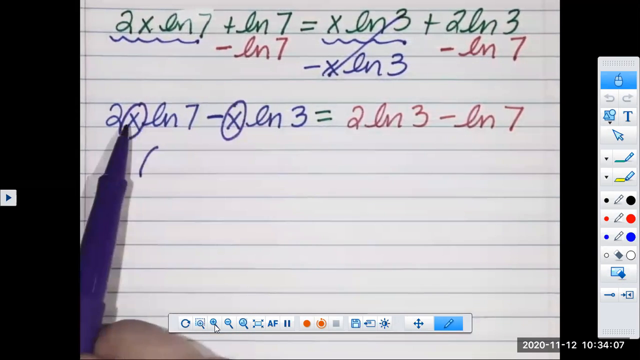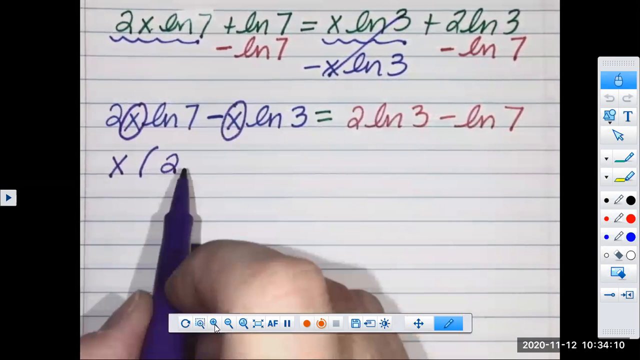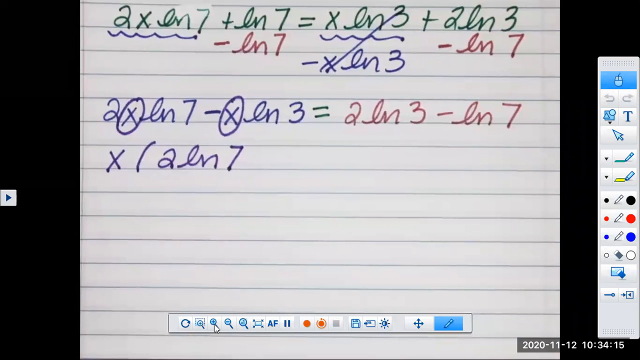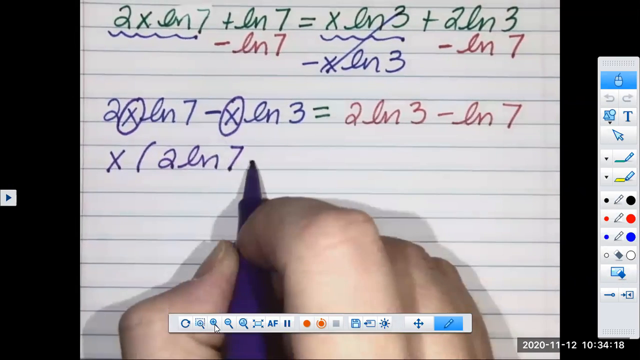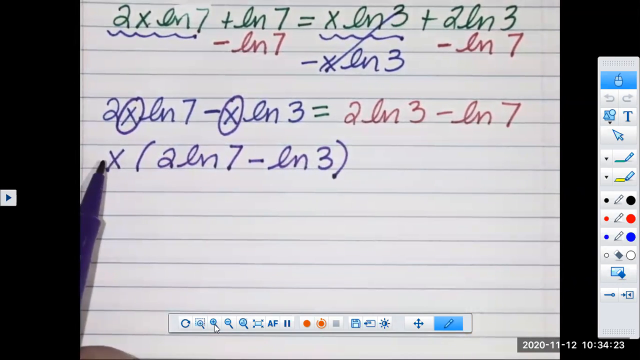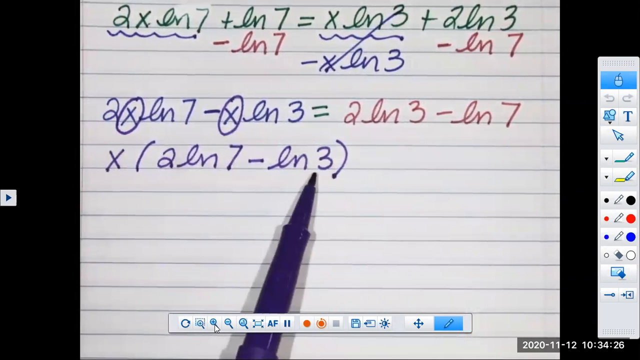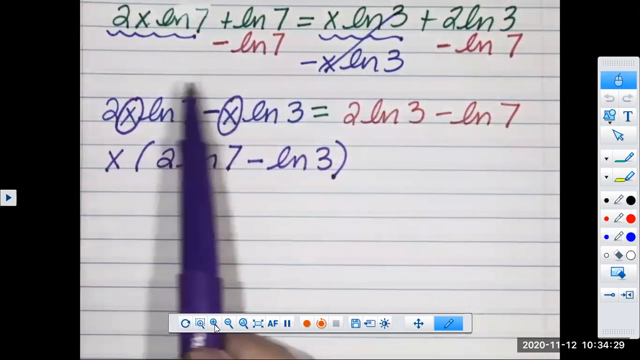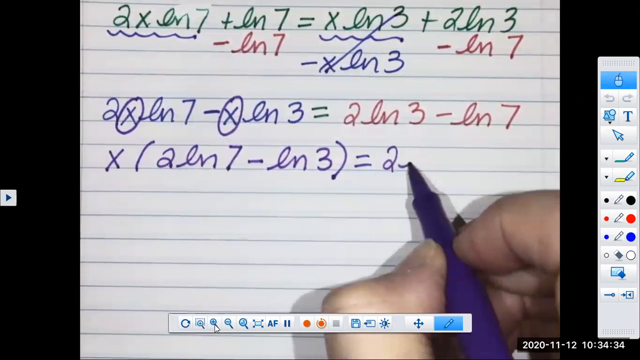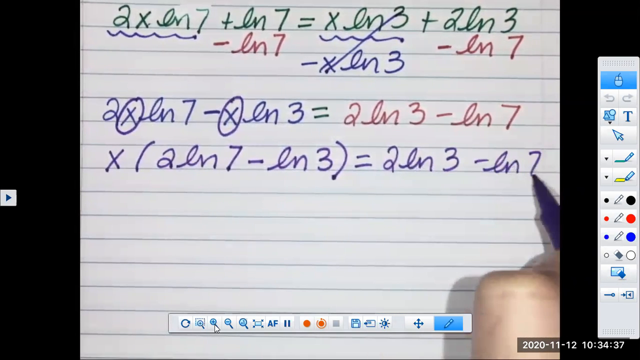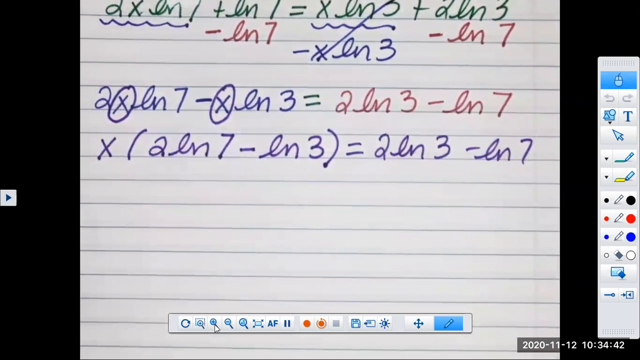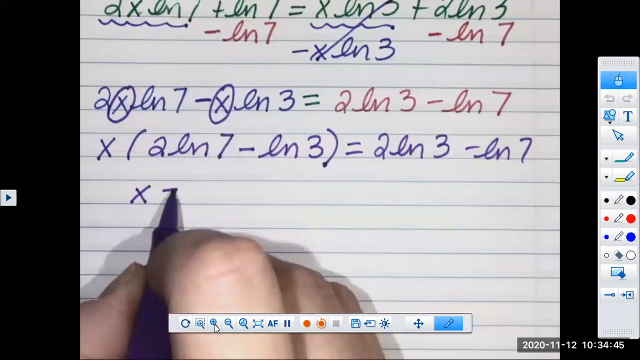So if you factor out x from this term, you're left with 2 natural log 7. Factor it out from this term, you're left with minus natural log 3. And now I have x multiplied to some number factored out of both of those terms. And now just bring this down. You can't combine any of this. They're not like terms. Okay, so we have one more step to get it in exact form.